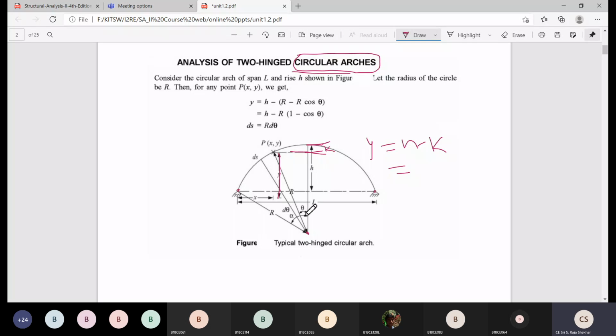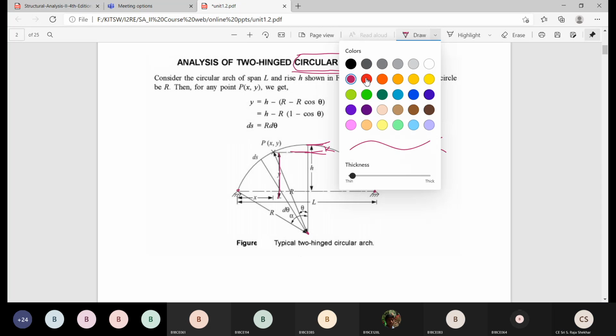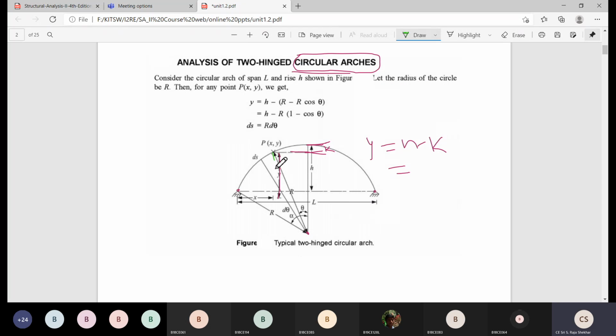This is theta, this is r, this is theta, and this is r. We can calculate this height. This height will be r cos theta, isn't it?